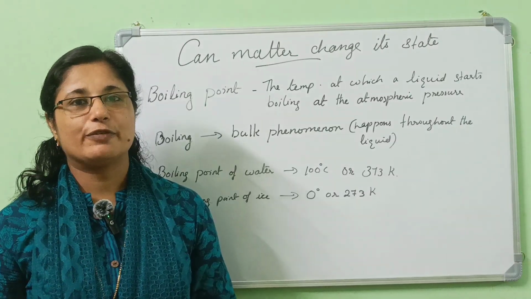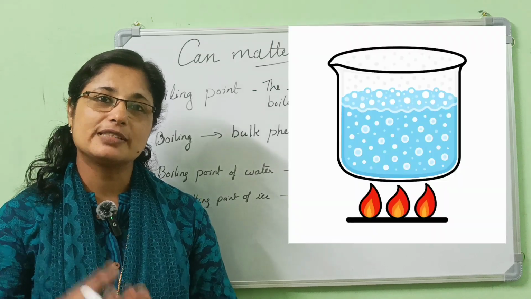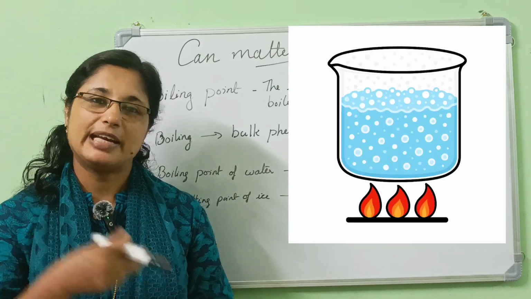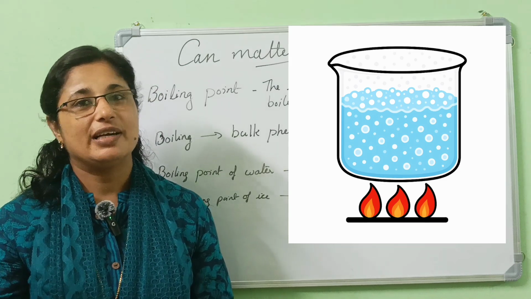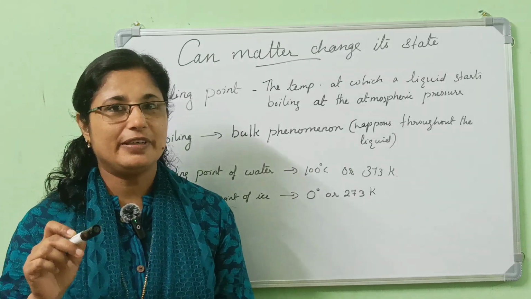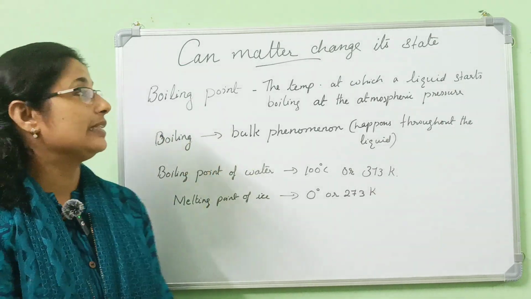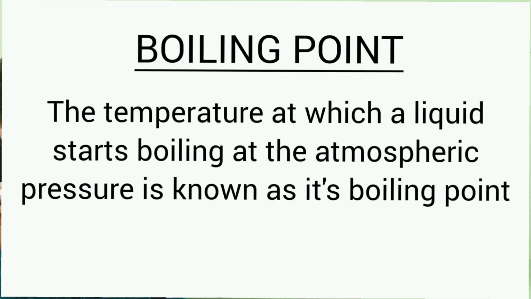When we heat water, what happens? Its particles move faster and faster, and at a certain point they gain enough energy to break away from each other and turn into gas. This specific temperature is called the boiling point. So the boiling point is the temperature at which a liquid starts boiling at atmospheric pressure.